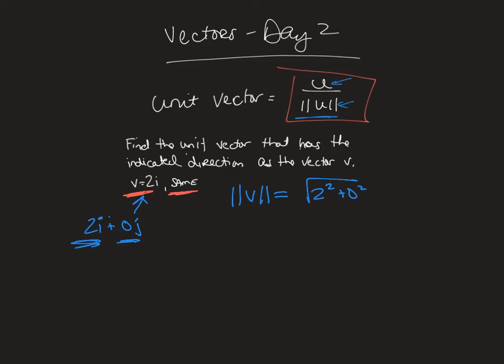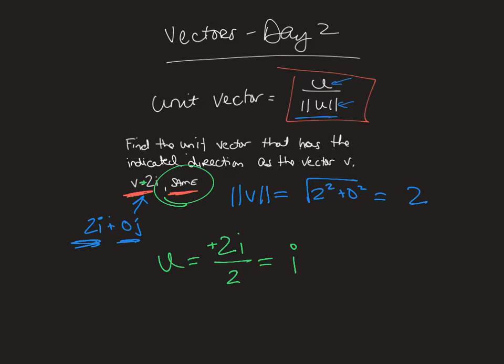So the magnitude of v is 2. So what we do is take the unit vector, which will be 2i over 2. And it's in the same direction, so this is a positive 2 there. So we just stay with the positive 2. So that's just an i.